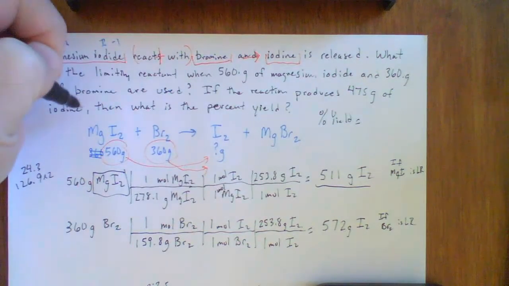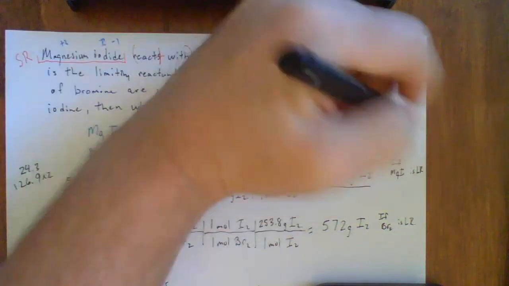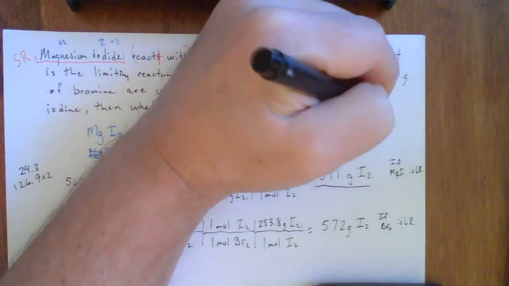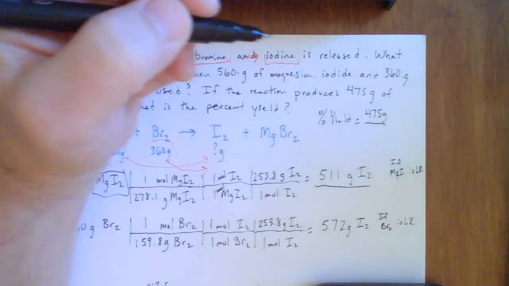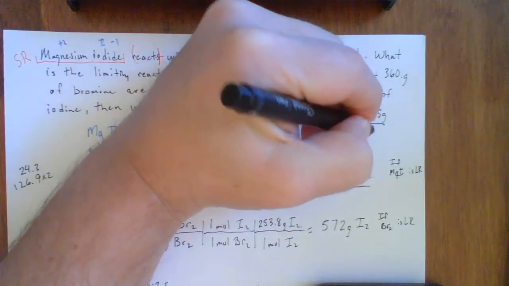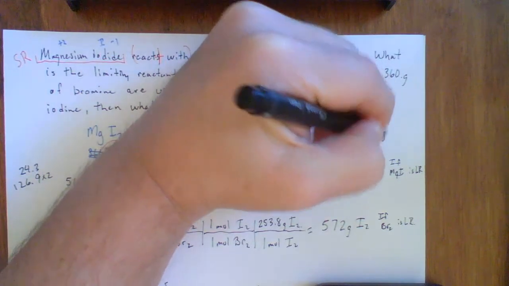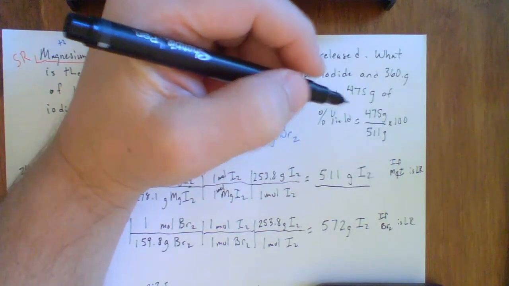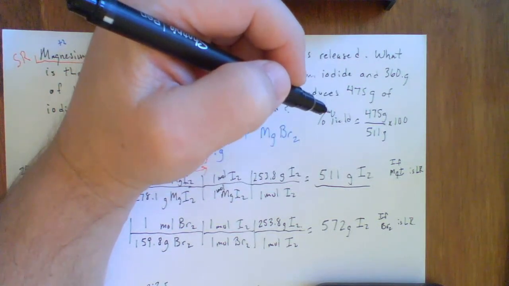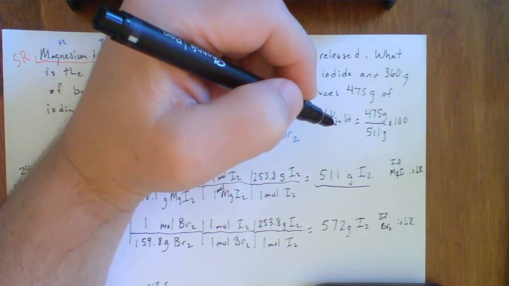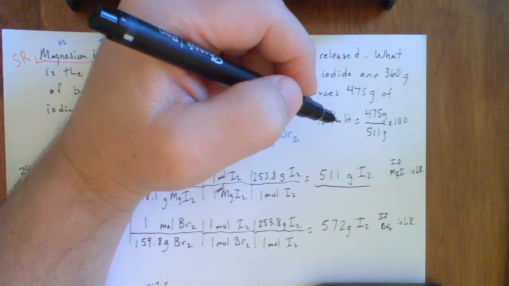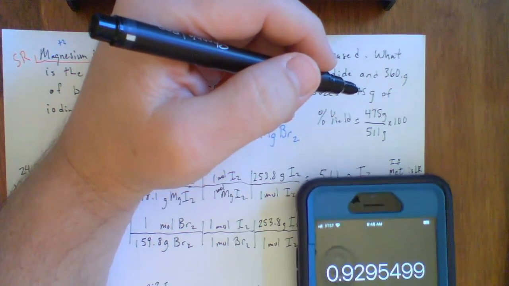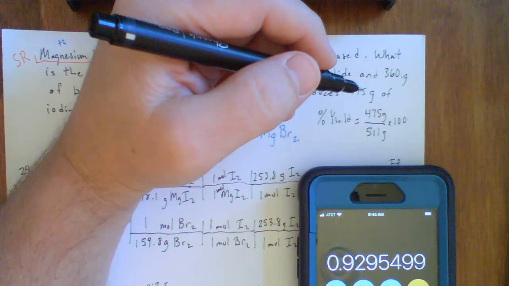So now I can do my percent yield. The percent yield is, again, my actual yield. So I actually am going to produce 475 grams. In theory, I'm only going to produce 511 grams. We're going to times that by 100 to find our percent yield. So our 475 divided by our 511 times 100, I got about 93%.